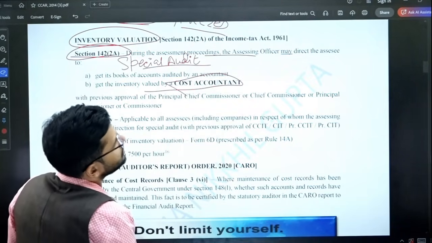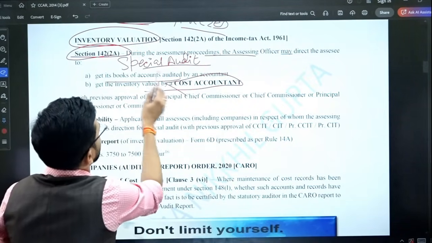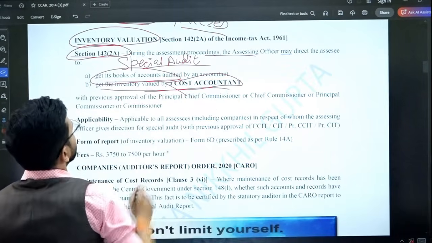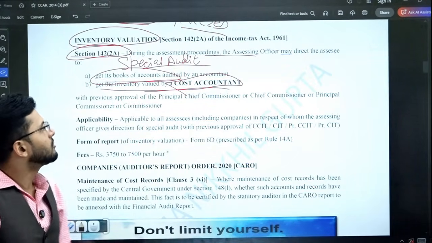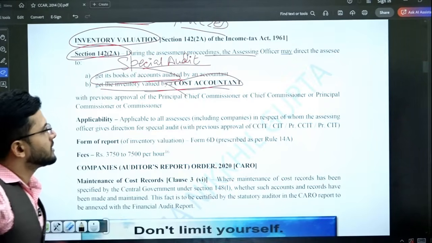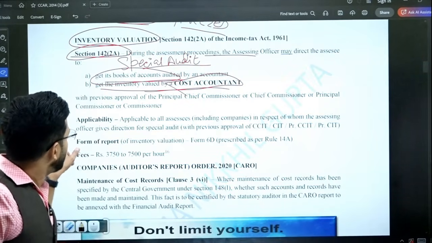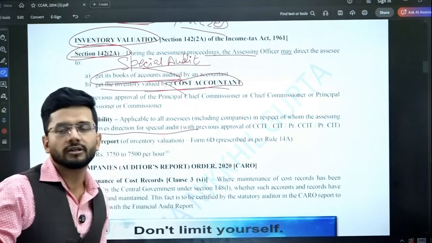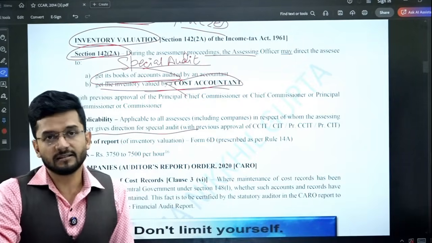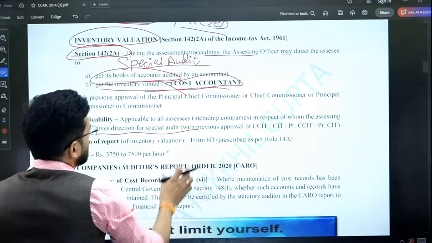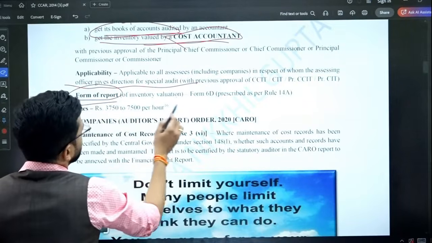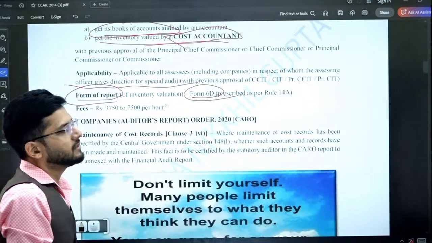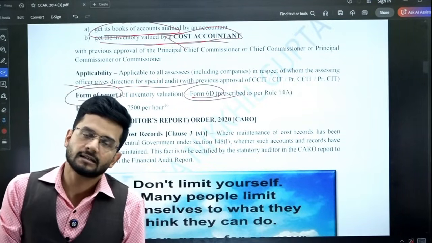During assessment proceeding, assessing officer may direct to get the books of accounts of the assessee and inventory valued by the cost accountant with previous approval of principal chief commissioner or commissioner, applicable to all the assessees including companies in respect of whom assessing officer gives direction for special audit. Okay. So if the special audit is directed, then this inventory valuation can be done by the cost auditor. Form of report, Form 6D has been prescribed under Rule 14A of the Income Tax Act.